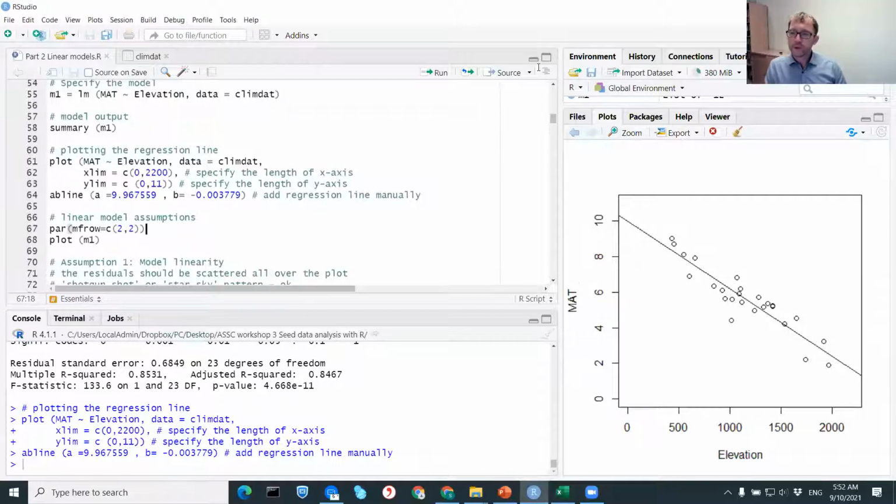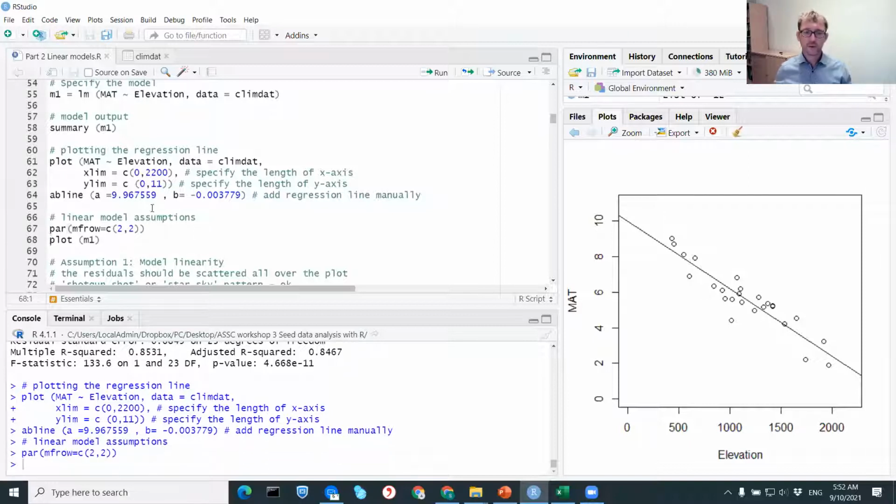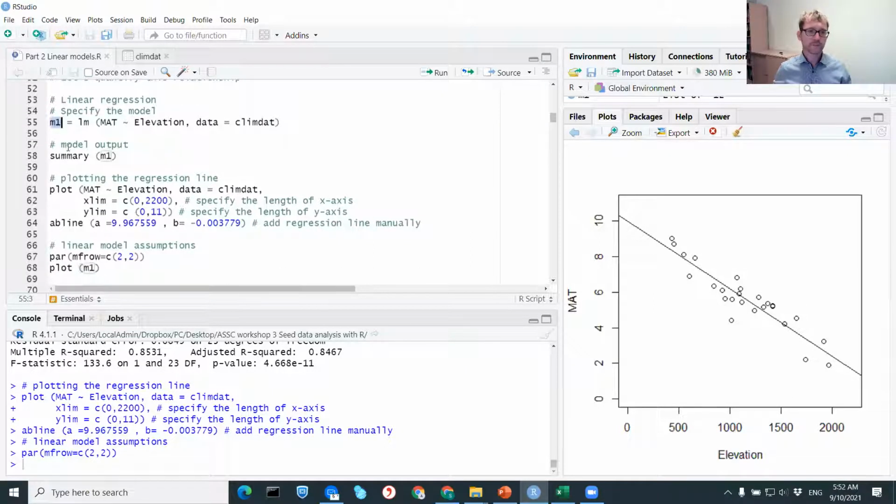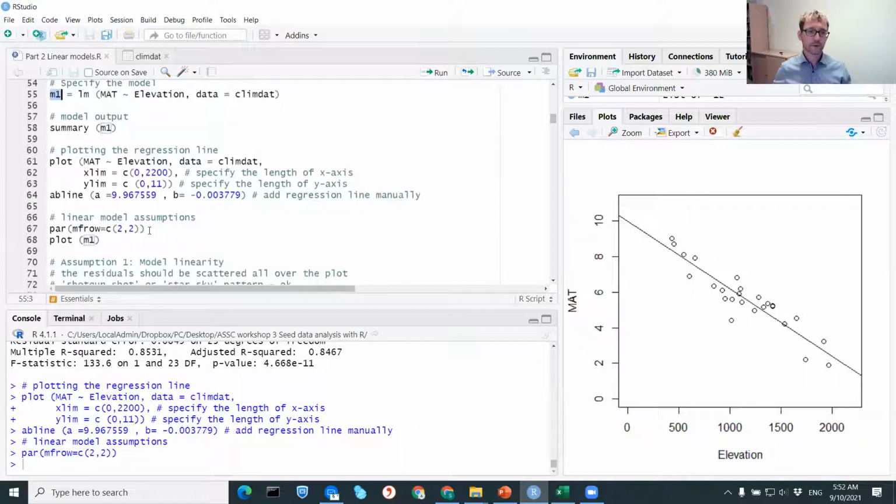Well, if you want to check the assumptions, whether we met all of them, whether we can trust the model, whether it did its job well, there's a simple function. First of all, we will need 4 panels, and you simply use this function plot. M1 in our case is the model we are working with.